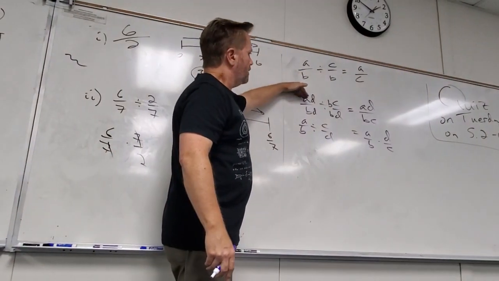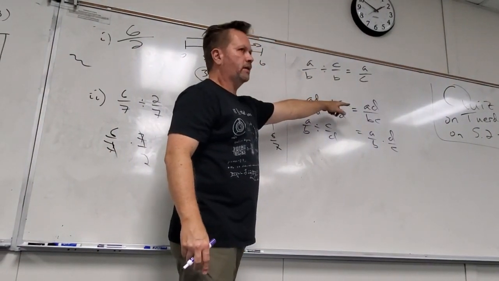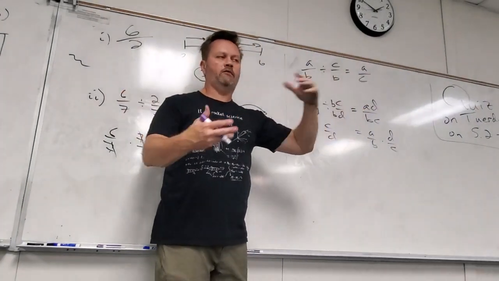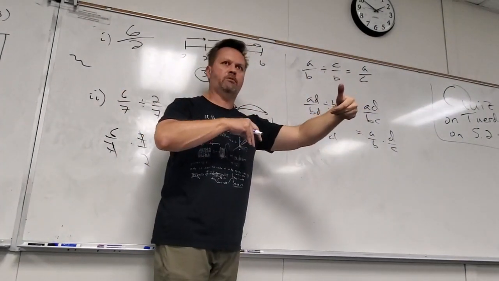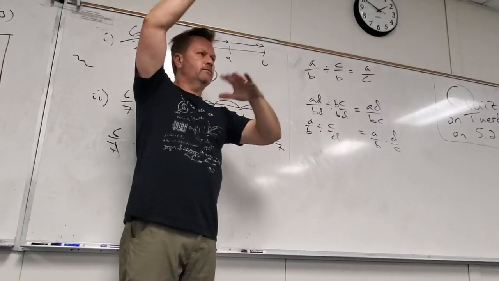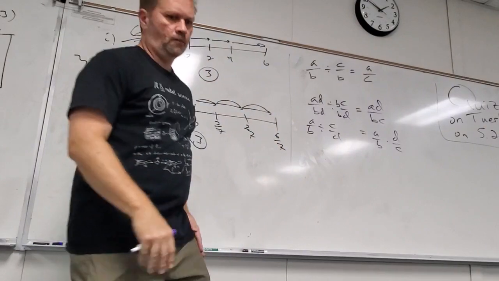So when the bottoms are not the same, this is what I would end up with, and that leads to the shortcut. There's a whole other way to show them why division becomes multiplication by the reciprocal, right? You don't have to do it the complex number method that I showed you a while back.